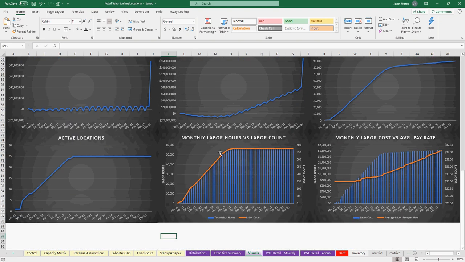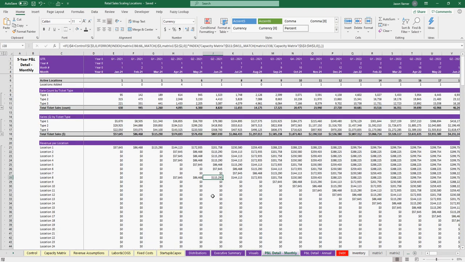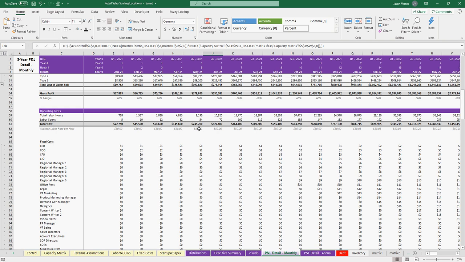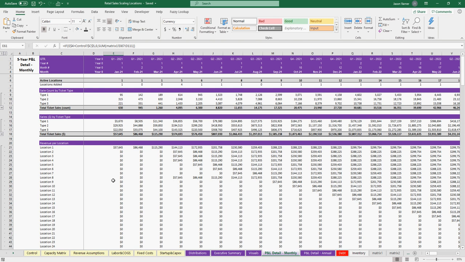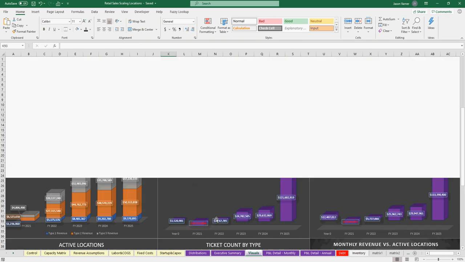Then we put monthly labor versus labor count, monthly labor costs versus average pay rate. You can see here I did average pay rate calculation. This was kind of interesting to figure out based on the total hours per month and total labor cost. We can figure out what they're getting paid per hour on average, fully loaded. And that's it for the visuals.